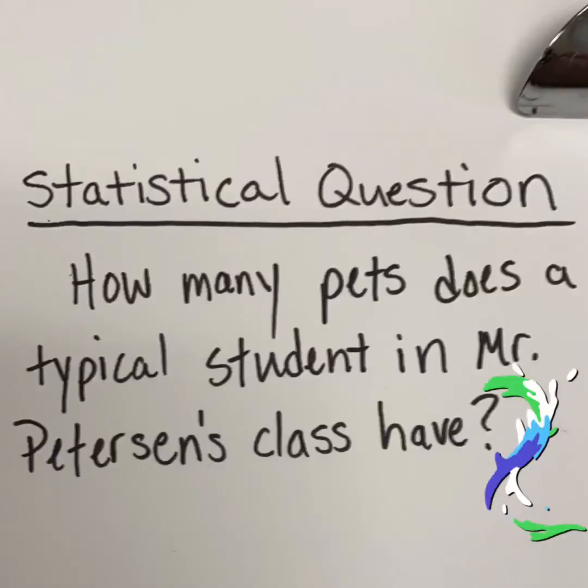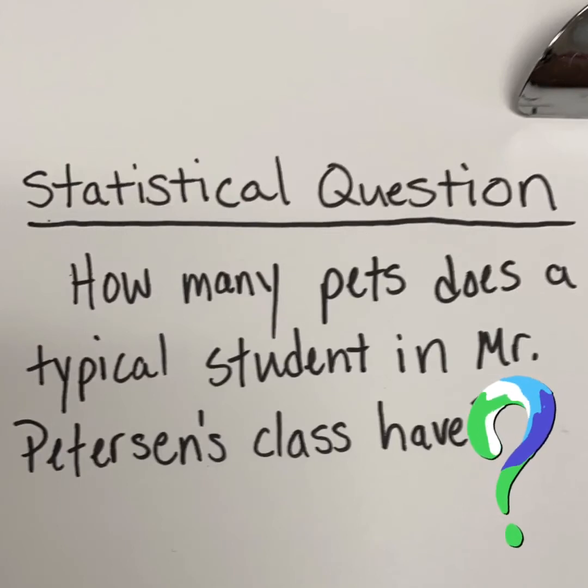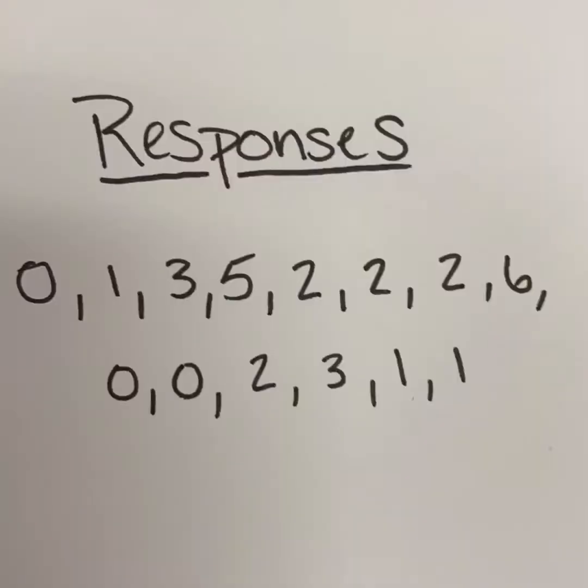We're going to begin with a statistical question that we talked about in the first lesson. That question is going to be, how many pets does a typical student in Mr. Peterson's class have? And now that we have our question, we have to collect some responses from some other individuals. I'm the only one here, so I'm just going to make up some responses. So here are 14 responses to the question that I asked.